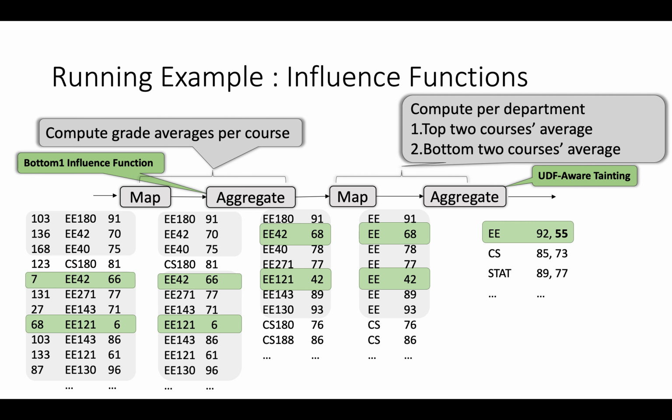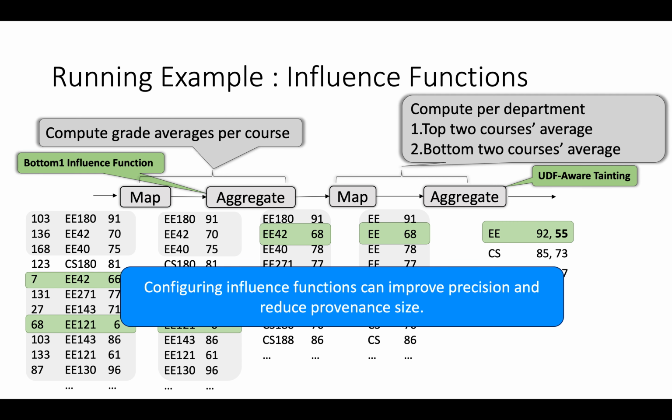This leads us to the main takeaway from influence functions, namely that with proper configuration, influence functions can efficiently improve provenance precision and reduce the number of extra input records being returned. This particular example also demonstrates how influence functions and UDF-aware tainting can be used in conjunction, though once again, this is not strictly a requirement for FlowDebug.